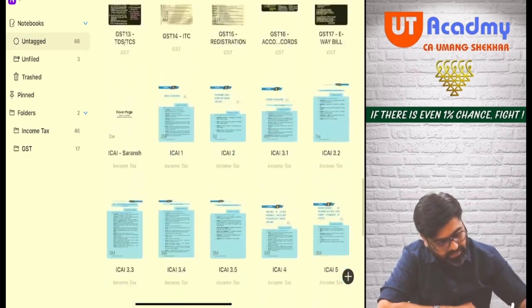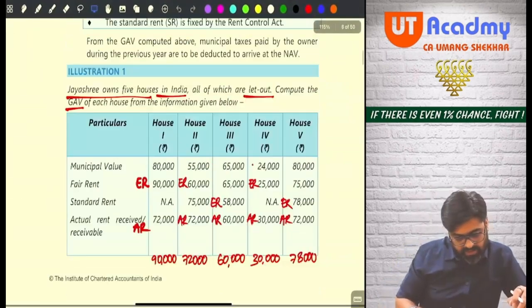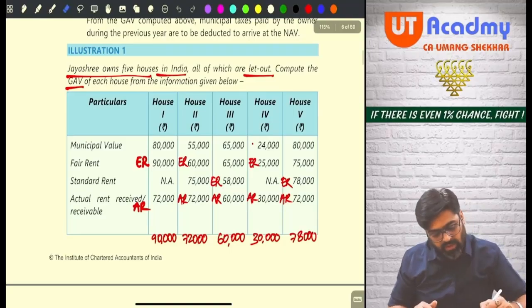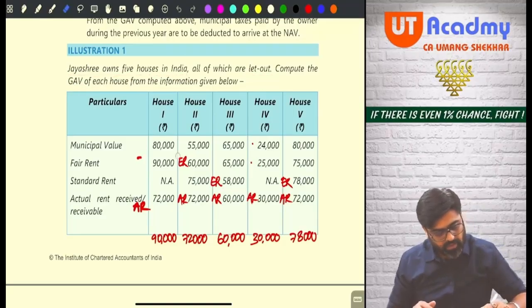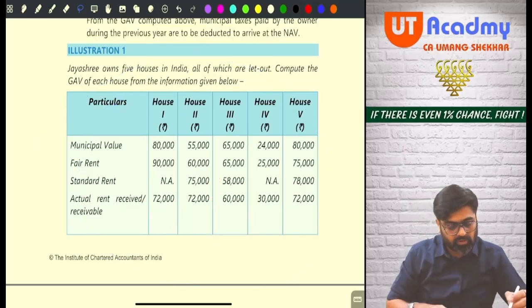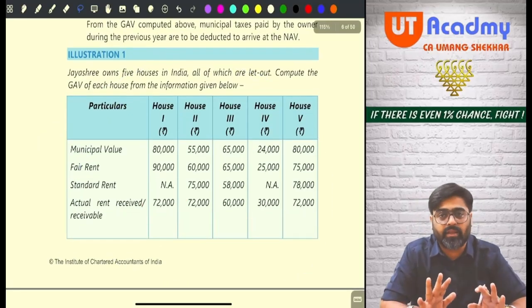Come to your ICAI study mat, and in the ICAI study mat, you can see illustration number 1. In this illustration, what you are supposed to do, friends? Here, you are supposed to calculate the GAV. I will read this example first.